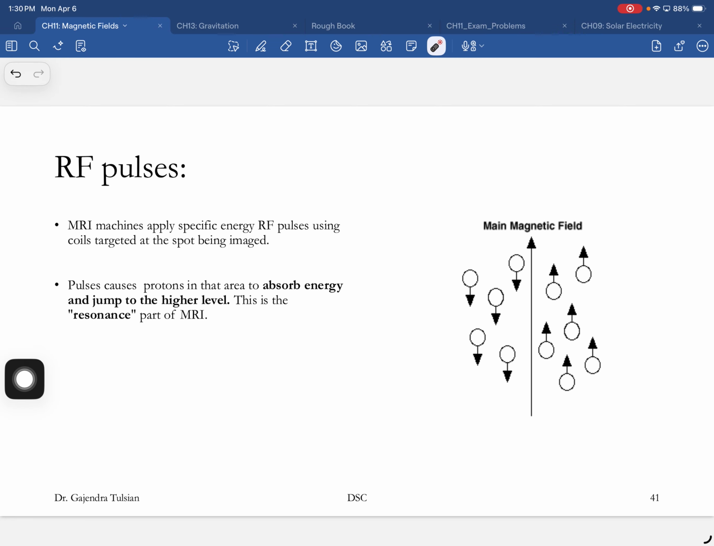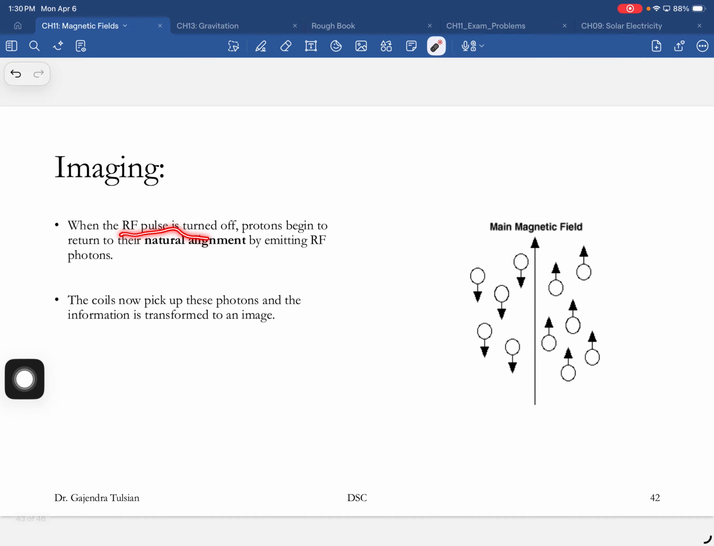Pulses cause protons in the area to absorb energy and jump to a higher level. This is the resonance part of MRI. MRI stands for magnetic resonance imaging. So here's the magnetic field. This is the high energy configuration, and this is the low energy configuration. When you excite it and then they de-excite back, they'll emit the photons. When the RF pulse is turned off, protons begin to return to their natural alignment by emitting RF photons. The coil now picks up those photons and the information is transformed into an image.